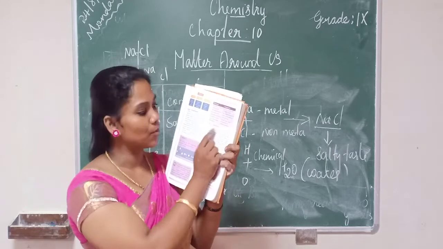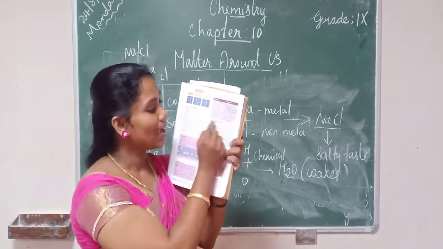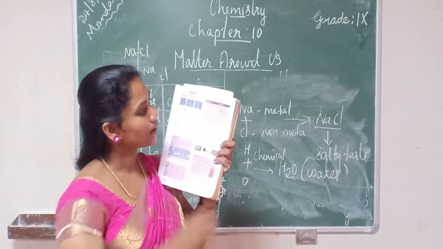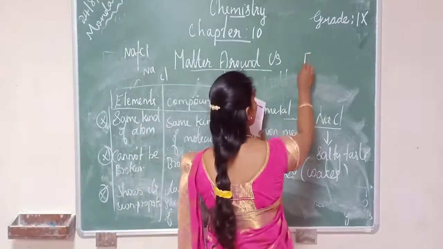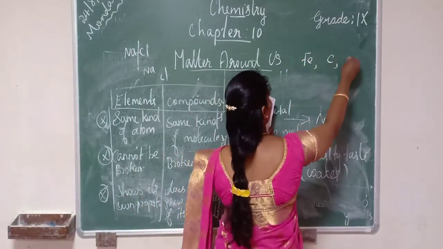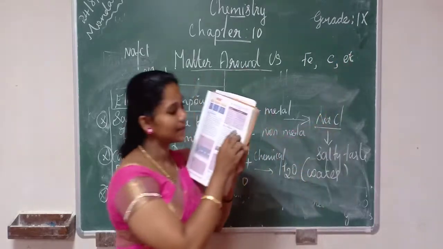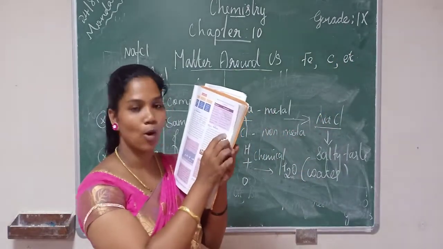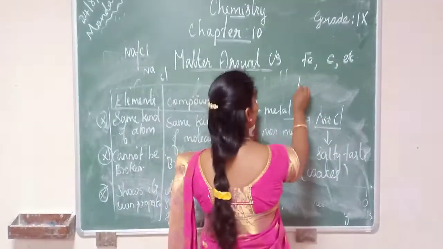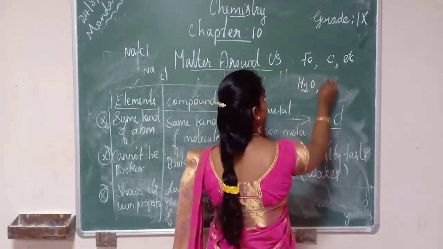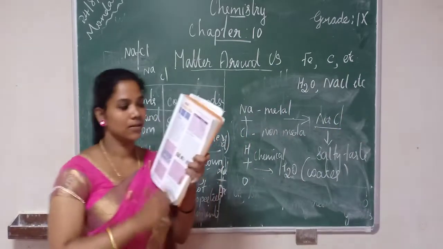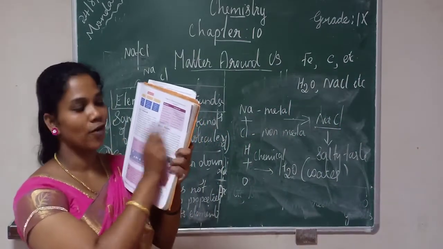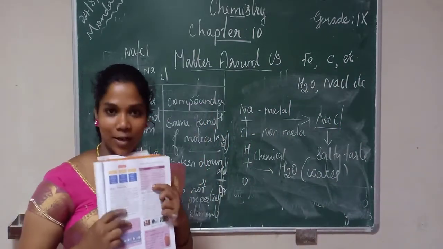They asked for an example, so you make one more column here and write example. For elements, any example, one metal and one non-metal, for example iron, carbon, etc. On this side, you write example and down you write some molecule names, such as H2O, NaCl, etc. So this is the answer for that question. Please learn this, it is a very important question.